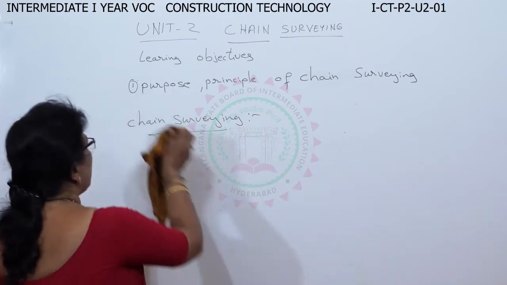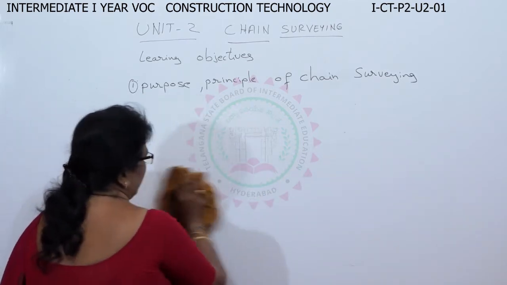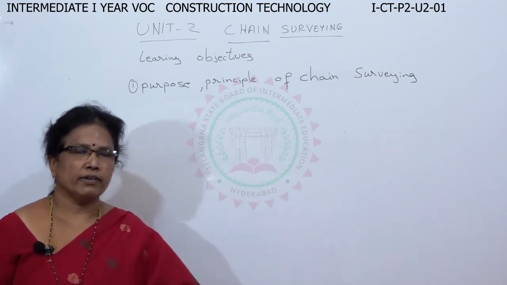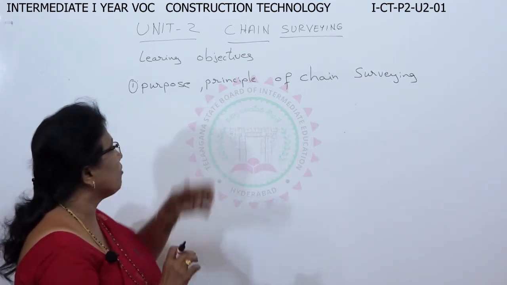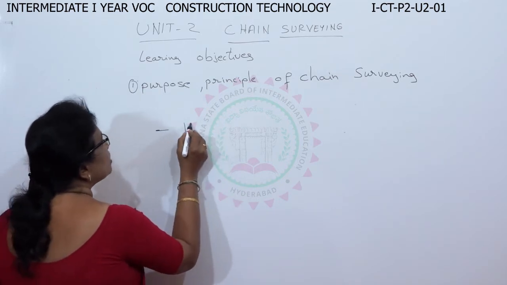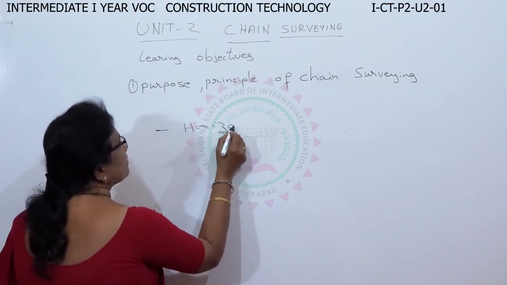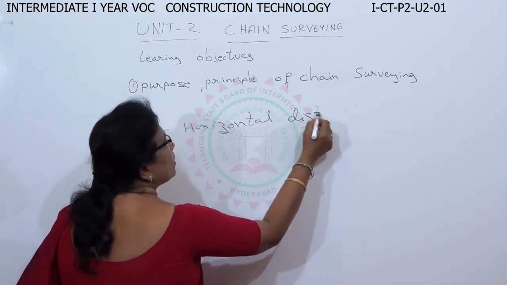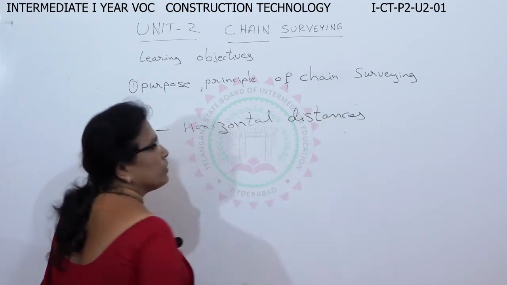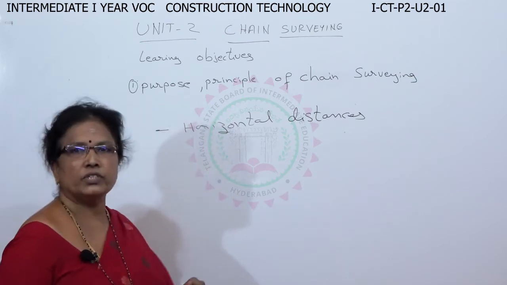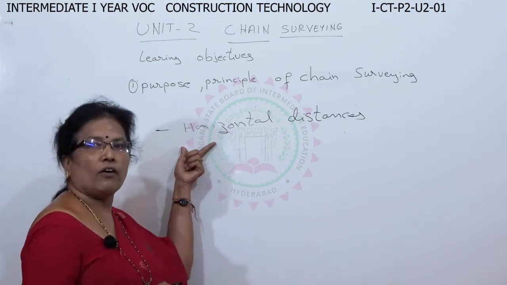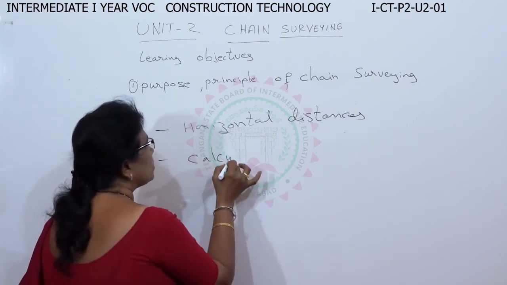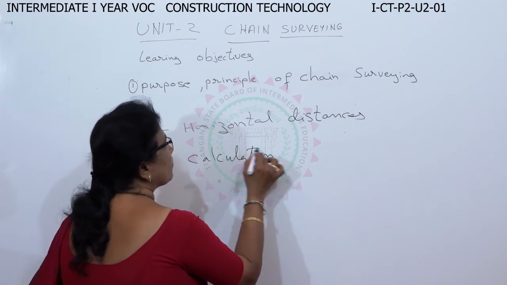Next is the purpose of chain survey. Why do we have to do the chain survey? Actually, the main thing is what we'll do with the chain. We will measure horizontal distances. Horizontal distances are measured with the help of chain. Next, after measuring the distances, we'll calculate the areas. Calculation of areas.